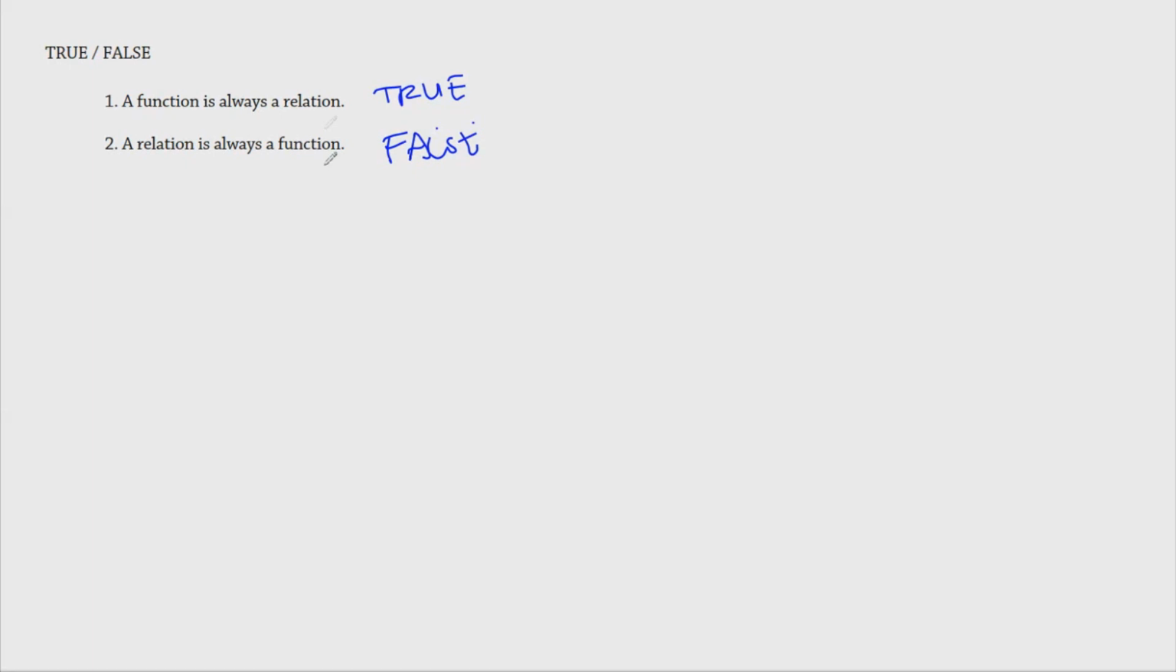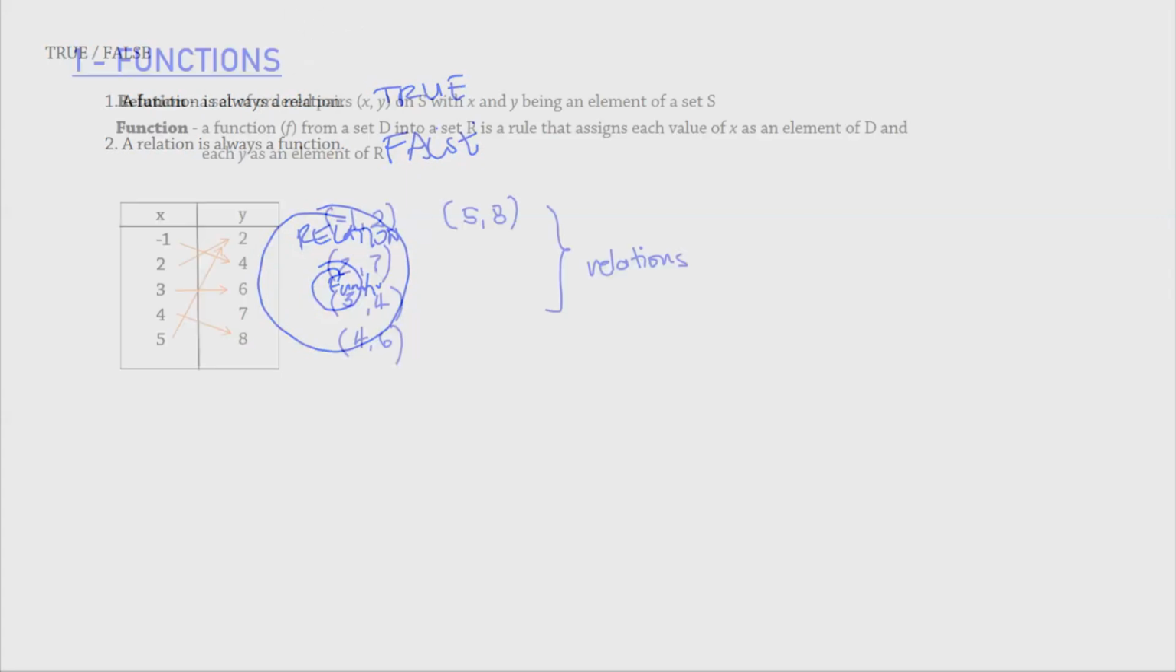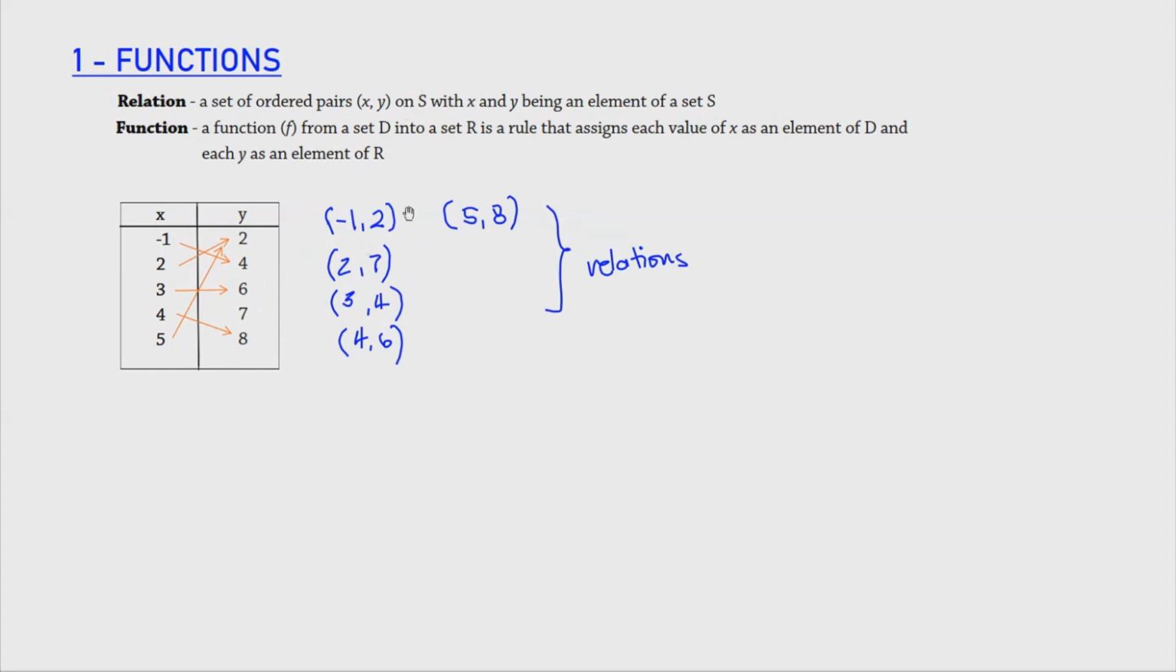Because, let's say this is the set and this is called the relation. The function is just a subset of that relation. So that's why it cannot be reversed. Okay? So much for functions and relations.